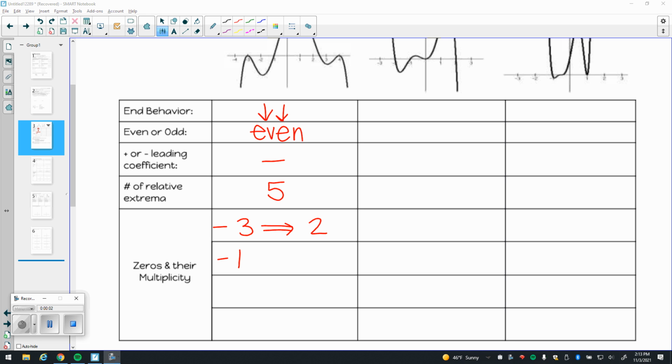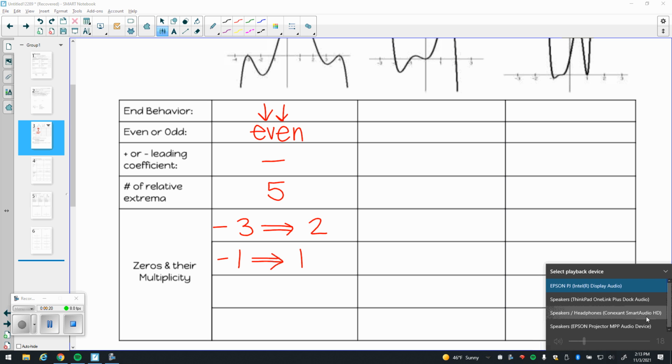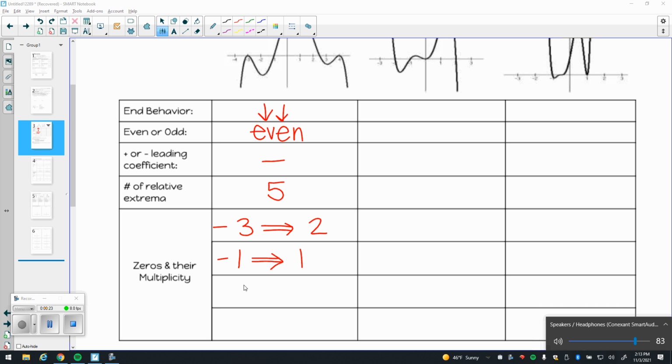Negative 1. If it's at negative 1, it has a multiplicity of what? Why does it have a multiplicity of 1? It's going straight through. Even if it's kind of going straight through at a bend, it is still going straight through. Does that make sense? Okay. My next 0 is where?